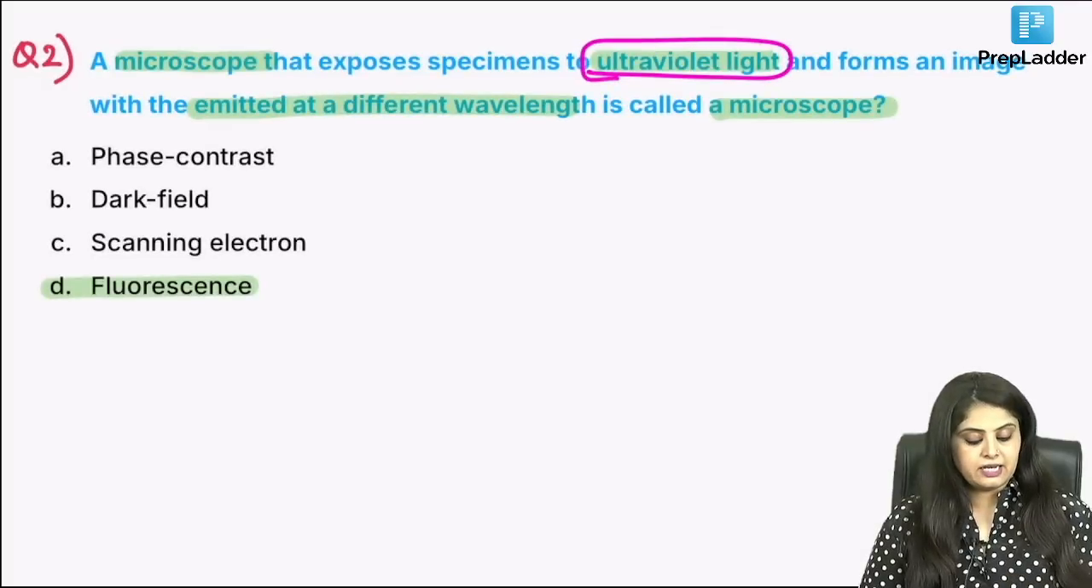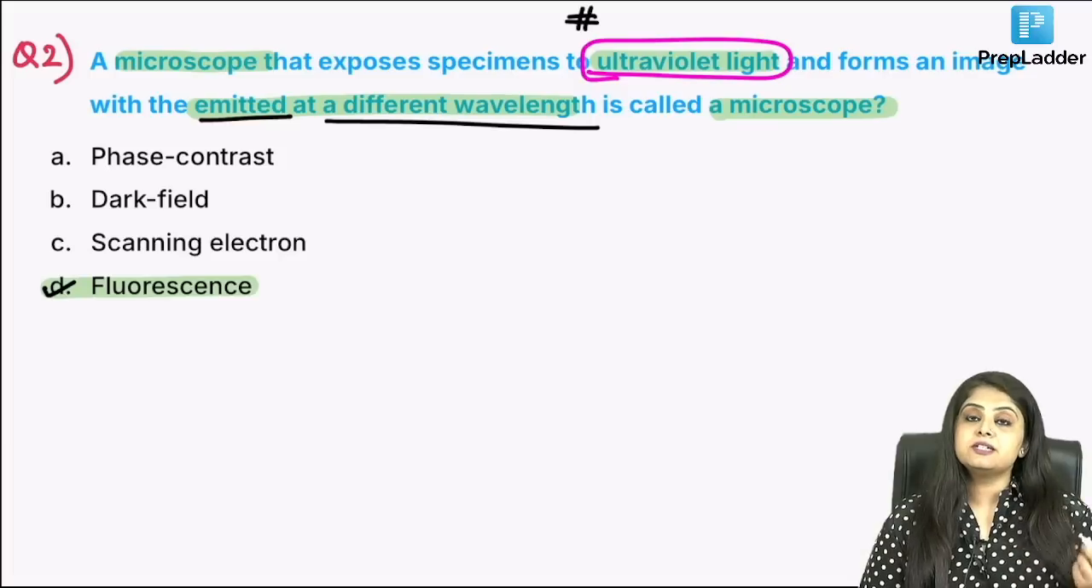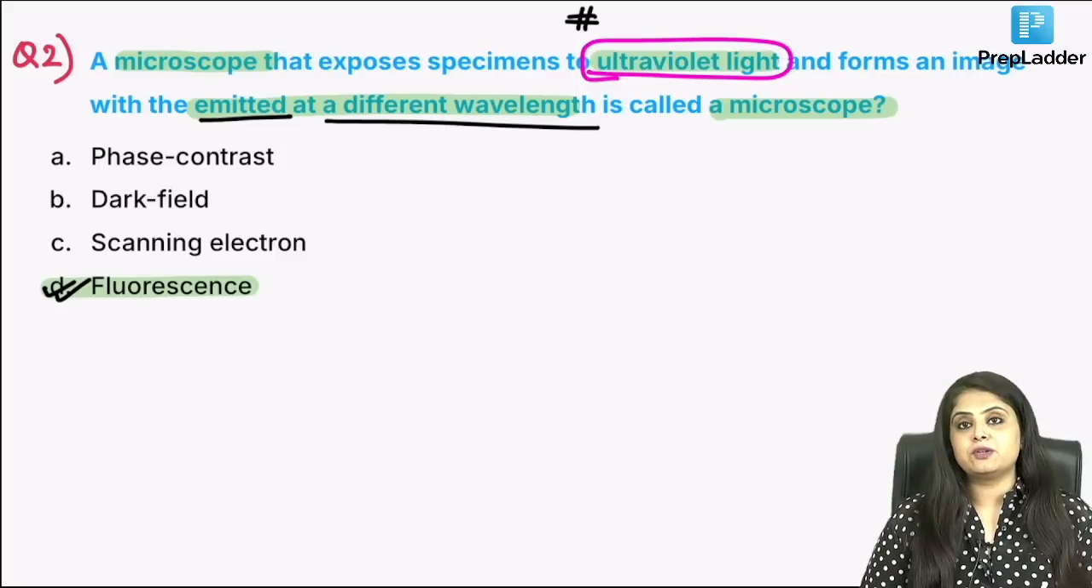Now read the question again. Number one, you're using ultraviolet light, which makes it a fluorescent microscope. Secondly, you will see that the light that has been emitted is of a different wavelength. So shorter to longer wavelength further makes it a fluorescent microscope, something which is very, very important for your exams.